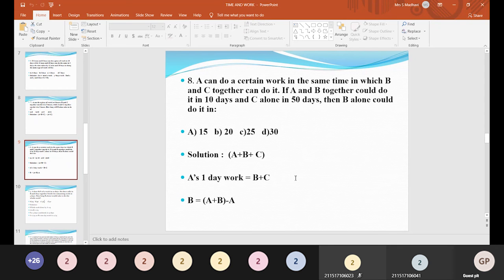See here, the next problem. A plus B's 1 day's work: A and B together could do it in 10 days, so A plus B's 1 day's work is 1 by 10. Then C's 1 day's work is 1 by 50. So A plus B plus C's 1 day's work is 1 by 10 plus 1 by 50, which is equal to 6 by 50. On simplifying 6 by 50, we get 3 by 25. Here, A plus B plus C's 1 day's work is 3 by 25.